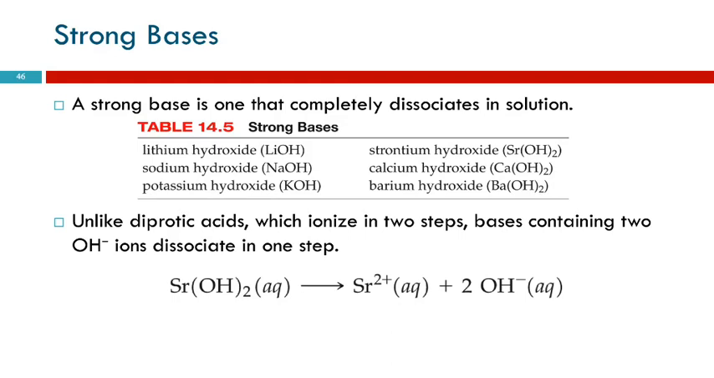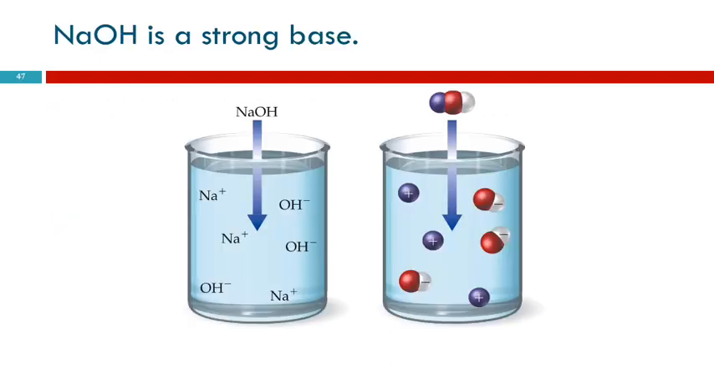The diprotic acids will ionize in individual steps, 2 steps. The bases that have 2 hydroxides, like strontium hydroxide, just dissociate in 1 step. So if you have strontium hydroxide, it doesn't ionize, it dissociates into strontium ions and hydroxide ions. If you put sodium hydroxide in water, it separates into ions.